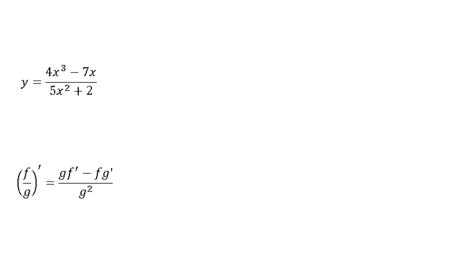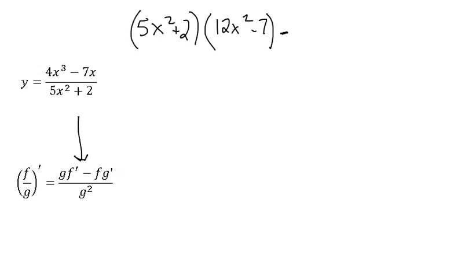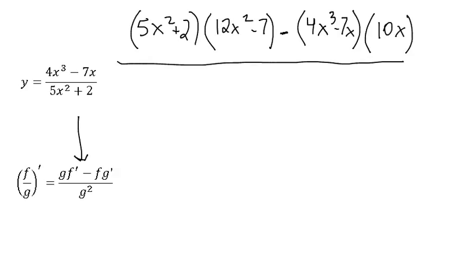Right here we have y equals 4x cubed minus 7x over 5x squared plus 2. And it's the same exact process. You go back to your quotient rule down here, start by low d high, and the derivative of 4x cubed minus 7x is 12x squared minus 7, minus high d low. And the derivative of 5x squared plus 2 is 10x. And all of that is over g squared.